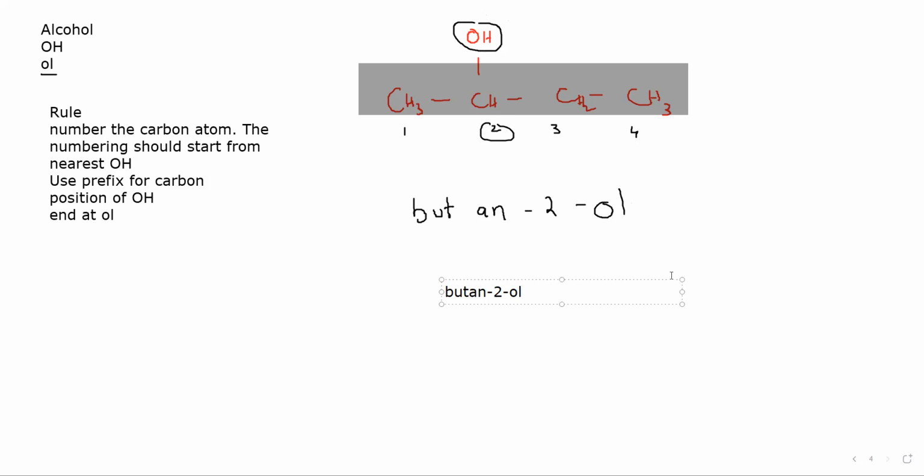But because of 4 carbon, and it is ANE, but because the functional group is starting with a vowel, that's why we will not write complete ANE, we'll write only AN. And 2 is the position of OH, and OH is there, that's why it is OL. So it is butanol. Is this example clear? But because of 4 carbon, AN because single bond, 2 is the position, and OL is for alcohol.